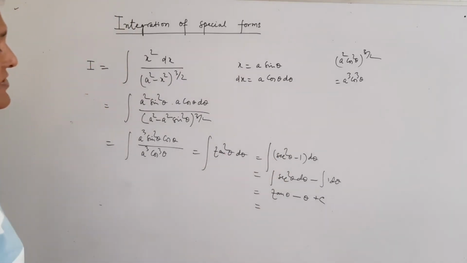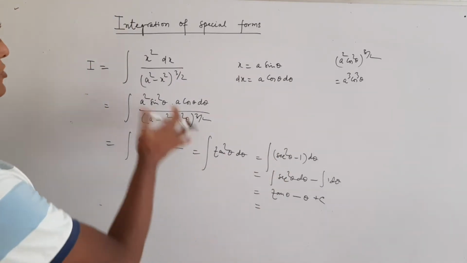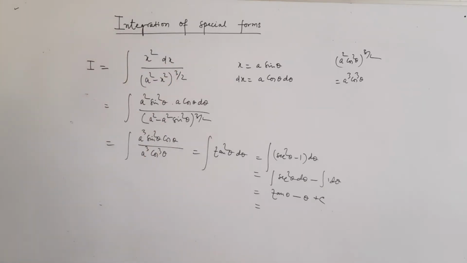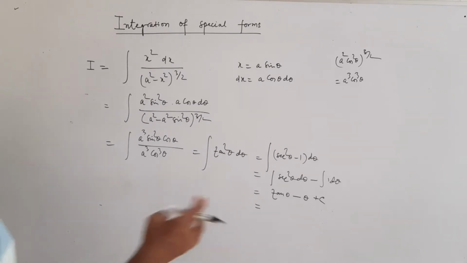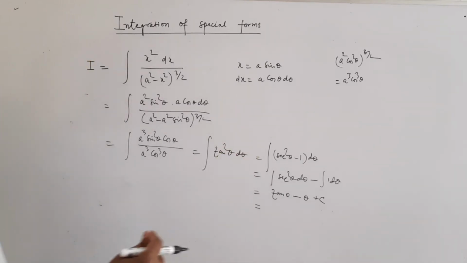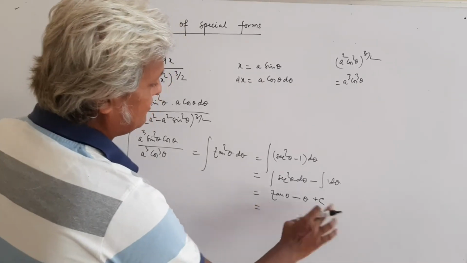Now if sine theta is x over a, how will you find tan theta? Because you are given the expression in terms of x and you are getting your answer in terms of tan theta and theta, so we can manage this. So we have tan theta minus theta plus c.